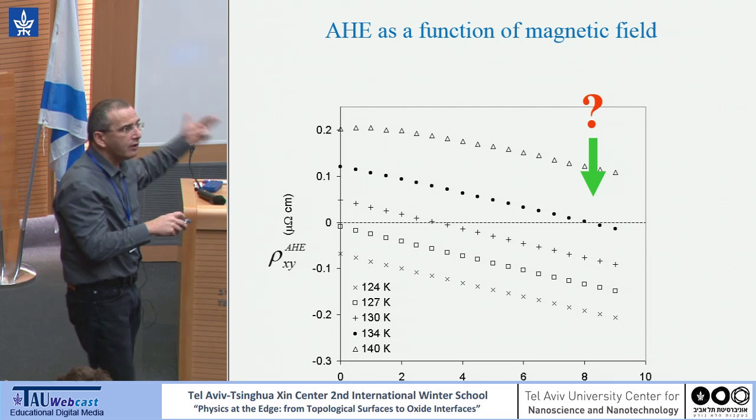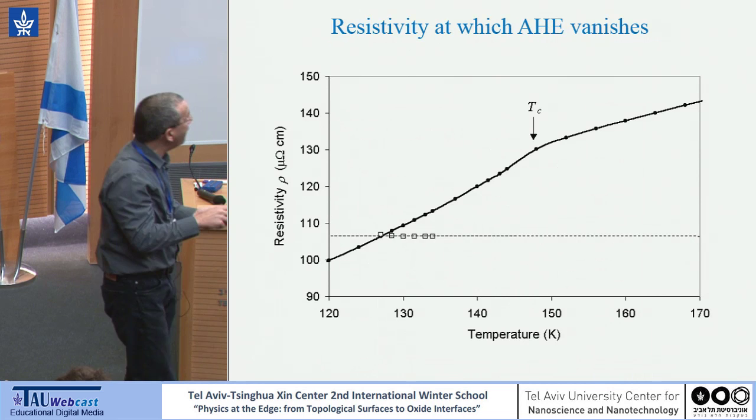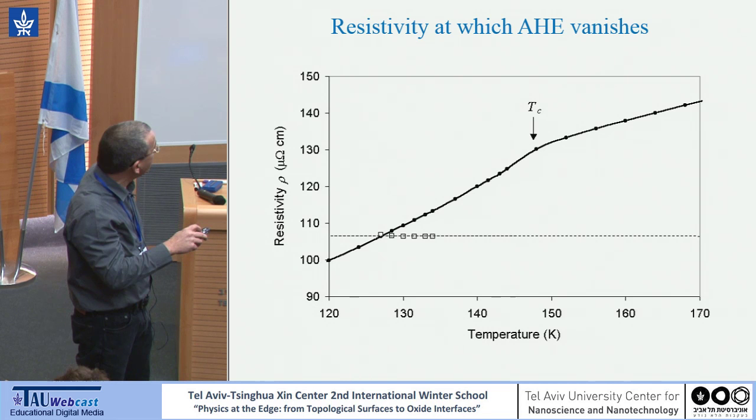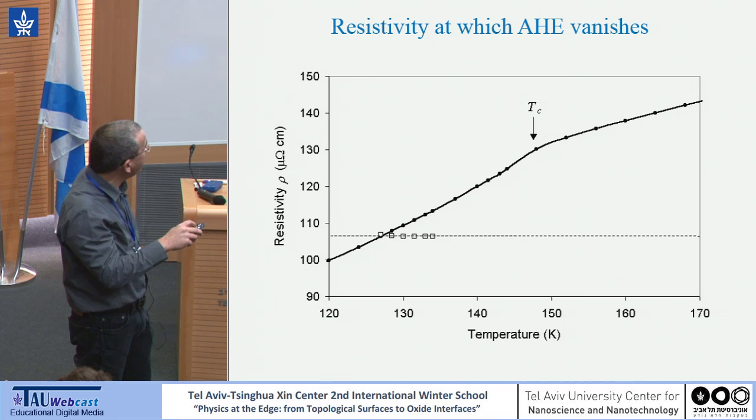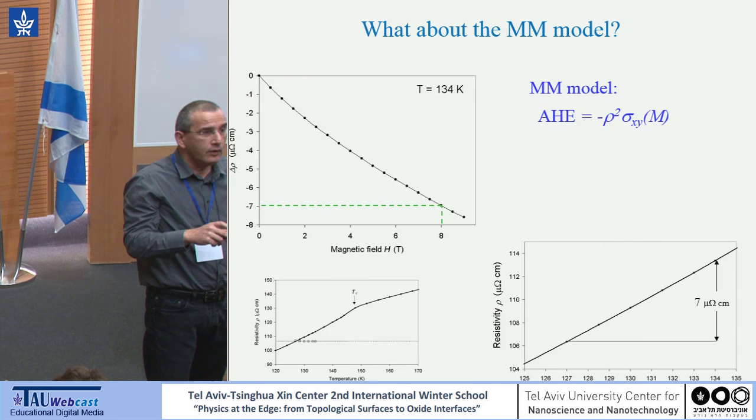It vanishes. So the question is, at what point does it vanish? What we found is that whatever the temperature we started at, and we're applying a magnetic field, we see that the anomalous Hall effect vanishes at exactly the same resistivity. But as you apply a magnetic field, you not only decrease the resistivity, you also increase the magnetization. So how do you know what is the reason?